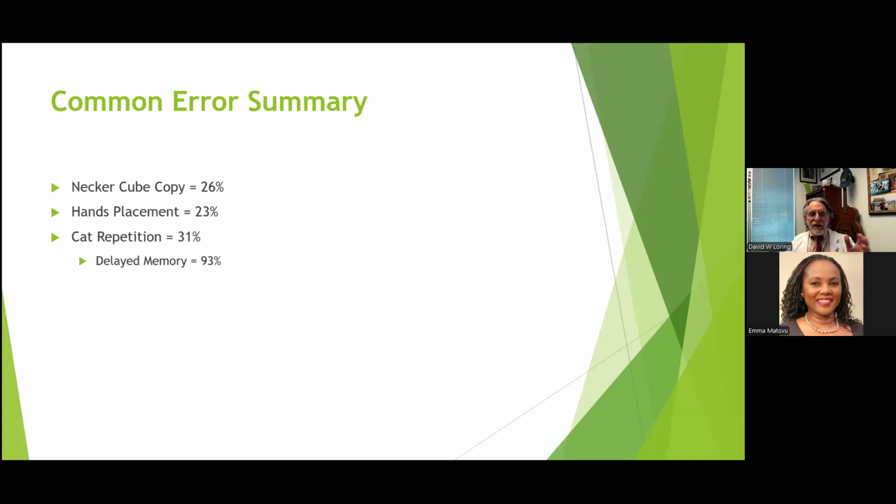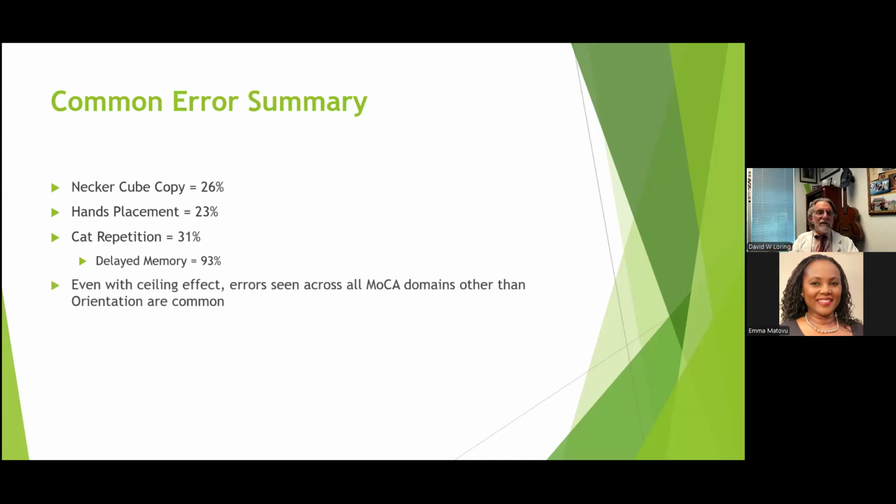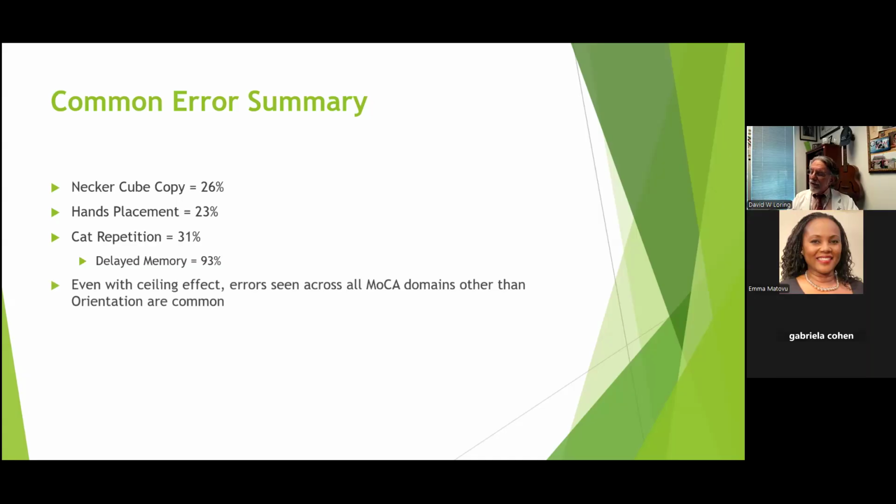Delayed memory, this is the combination of all the scores, only 7% get all 5 items on the trial with free recall. So the key takeaway from this is that even with a ceiling effect, errors are seen across all MoCA domains other than orientation. They're all pretty common.